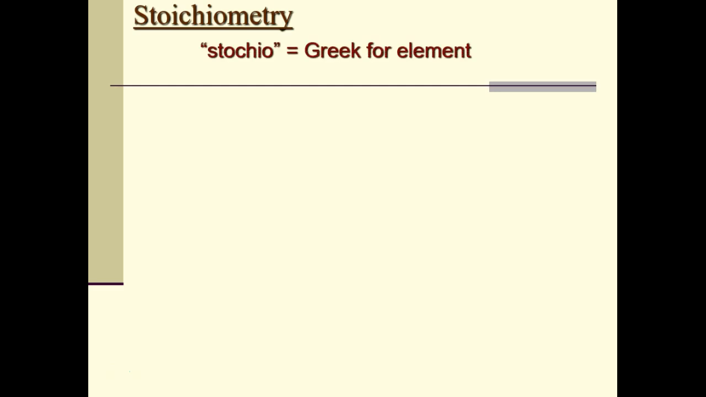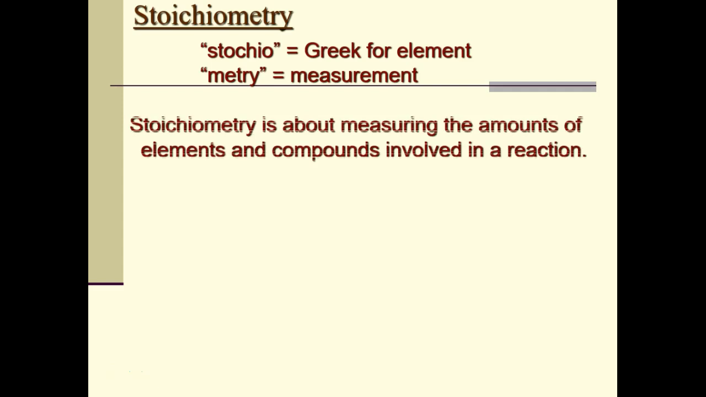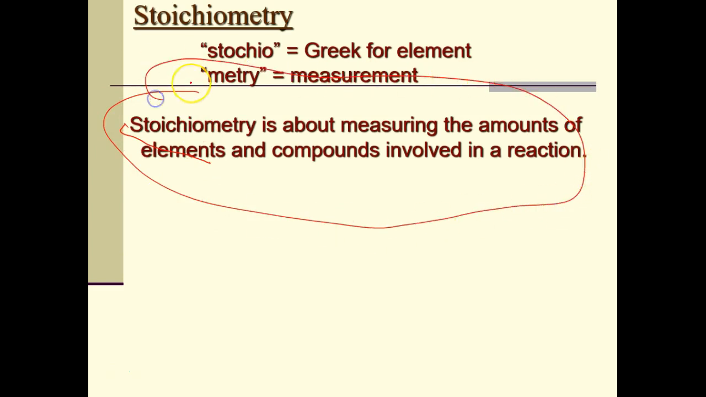Stoichiometry. Stoichio is Greek for element, and metry means measurement. So we're basically measuring the elements. So write this definition down for stoichiometry. Stoichiometry is about measuring the amounts of elements and compounds involved in the reaction. So you're going to write this down. There's your definition.